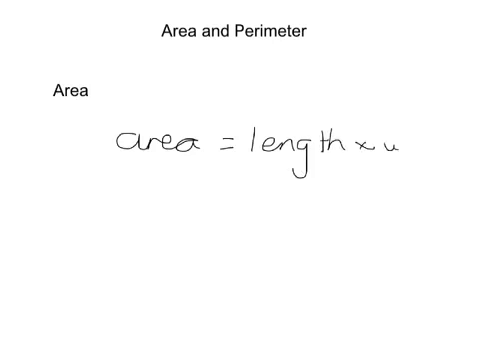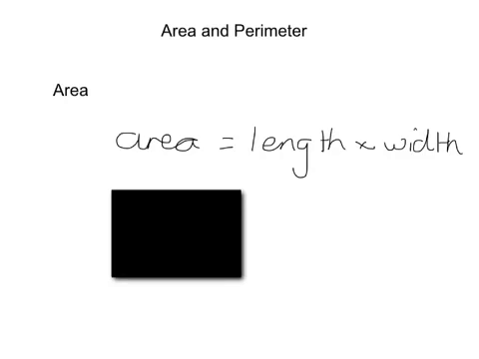In this video, we're going to be exploring area and perimeter of squares and rectangles. I'm going to start with area. To work out the area of a square or rectangle, we need to use the formula of area equals the length, and we're going to multiply that by the width.